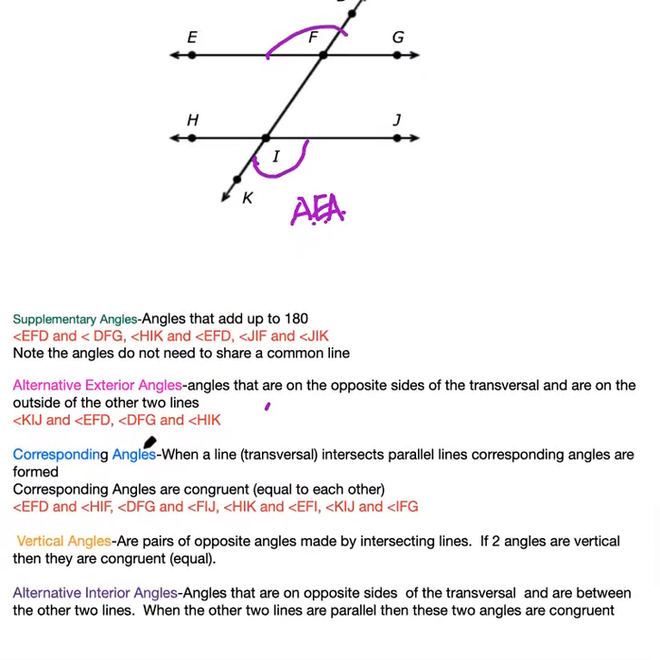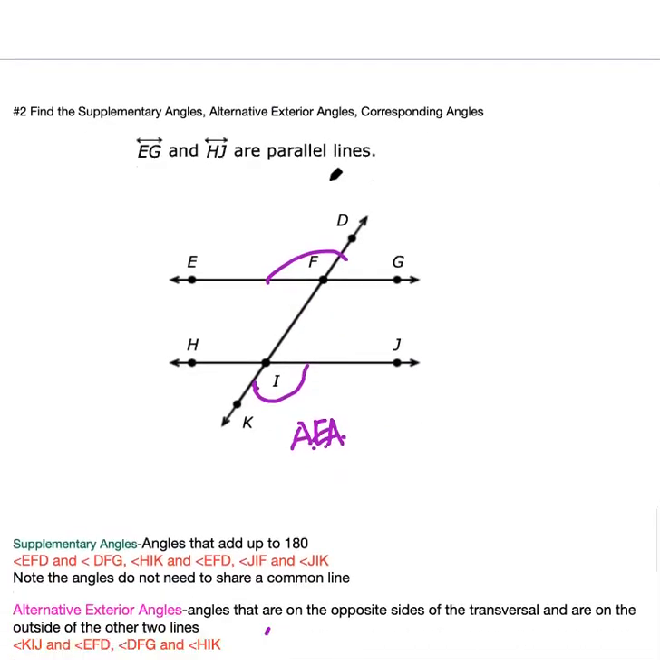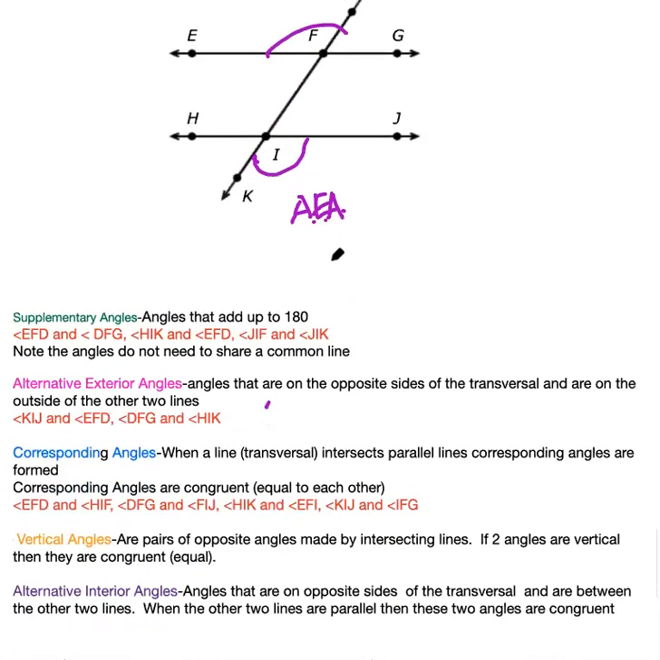Corresponding angles: when a transversal line intersects parallel lines, corresponding angles are formed. So here are all our corresponding angles. They're congruent, they're equal to each other. You've got EFD and HIF, and then you've got DFG, this one over here, and FIJ over here. Corresponding again, like if I'm moving this pair of lines on top of each other, they're going to be corresponding.